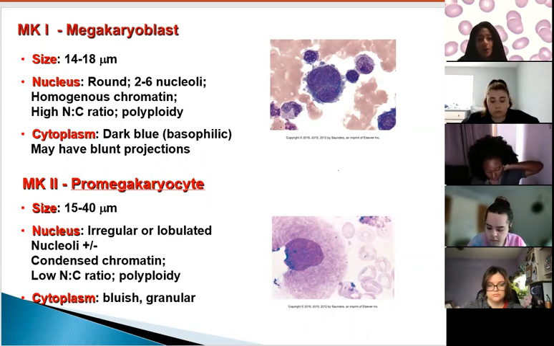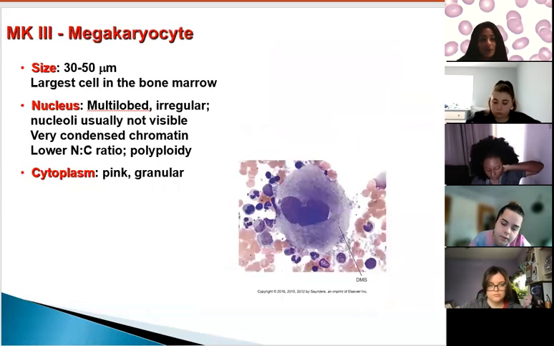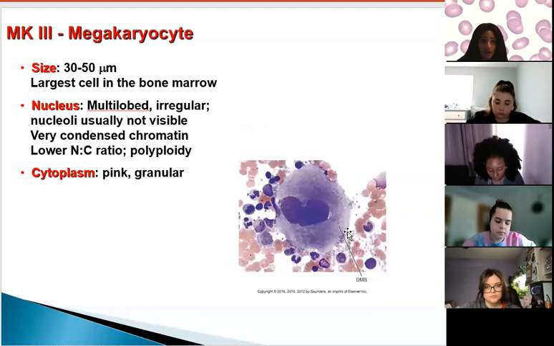MK2 is the promegakaryocyte, and this is a little bit more mature. So you can see the cell a little bit more. It's bigger. You can see irregularities in the nucleus. You can see that the cytoplasm is a different color and it's granulated and all of that. The third stage is the actual megakaryocyte. This is much bigger in size.